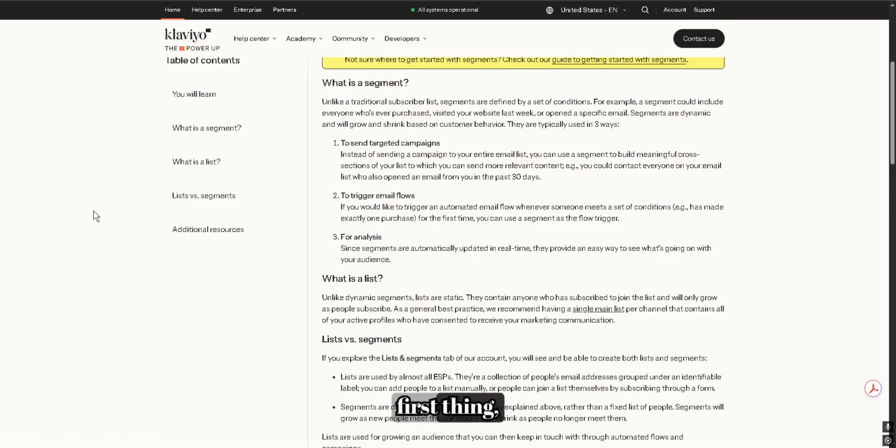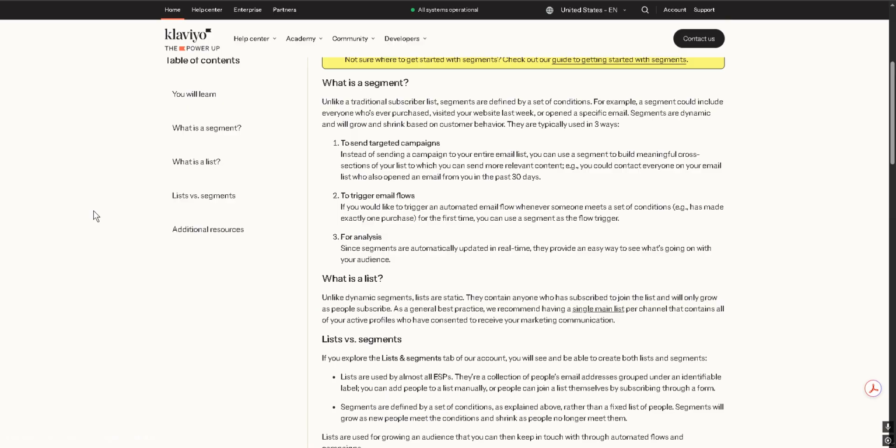So, first thing, what is a segment? Unlike a traditional subscriber list, segments are defined by a set of conditions. For example, a segment could include everyone who purchased, visited your website last week, or opened a specific email. Segments are dynamic and will grow and shrink based on customer behavior.